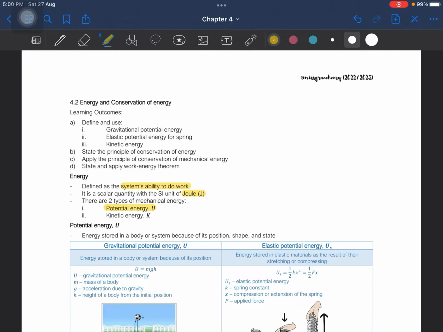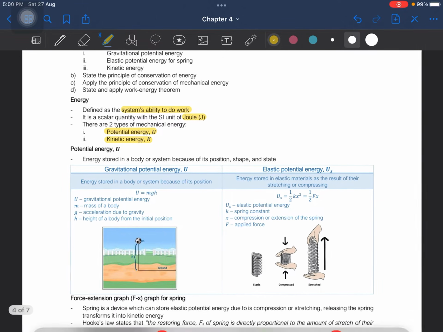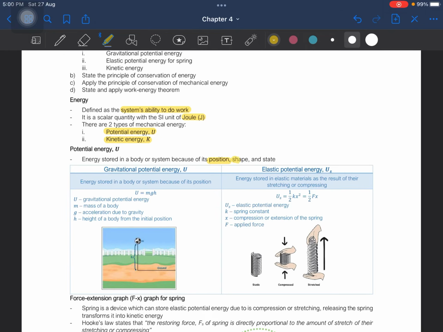I think time SPM kamu sudah belajar juga pasal ni benda. So potential energy, the symbol is U. So it is the energy stored in a body or system due to its position, shape ataupun state. And state bukan atau. Okay? So potential energy ni pula, there are two types of potential energy. Firstly, we have the gravitational potential energy. Second one is the elastic potential energy.